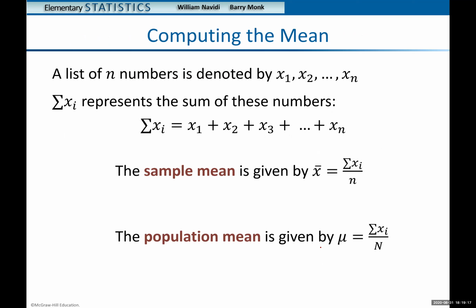And the formulas for those two: sample mean is the summation of xi over n. The summation symbol represents the sum of the numbers, let's say the numbers from x1 up to xn, so x1 plus x2 plus x3 up to xn. That's the summation of all the numbers divided by the total count, which is n. Then the population mean is the summation of x all over the capital N.